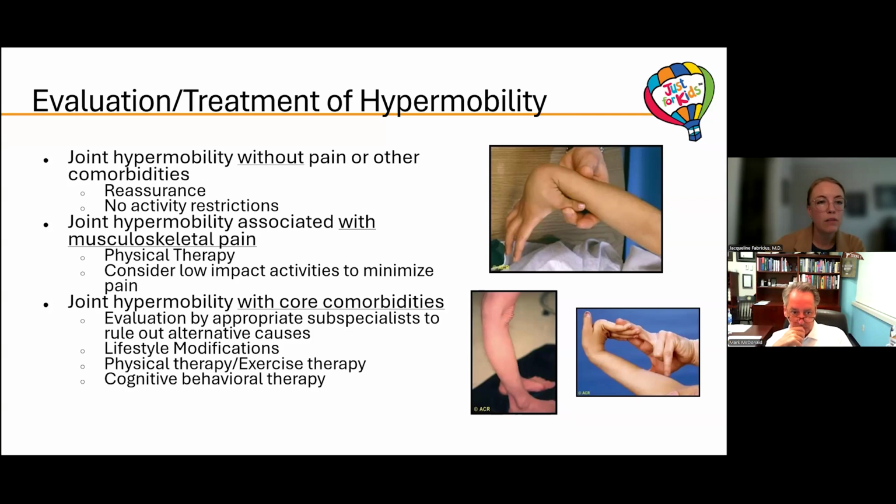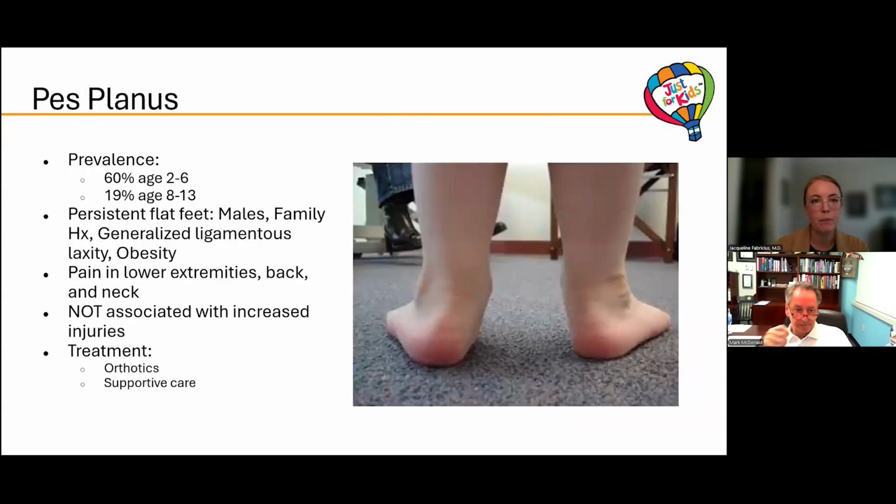And then lastly, if they have joint hypermobility with the core comorbidities, these are things like dysautonomia, amplified pain syndrome, chronic migraines, those patients should be seen by the appropriate subspecialist and may need lifestyle modifications, physical therapy, and some of them may benefit from cognitive behavioral therapy as well.